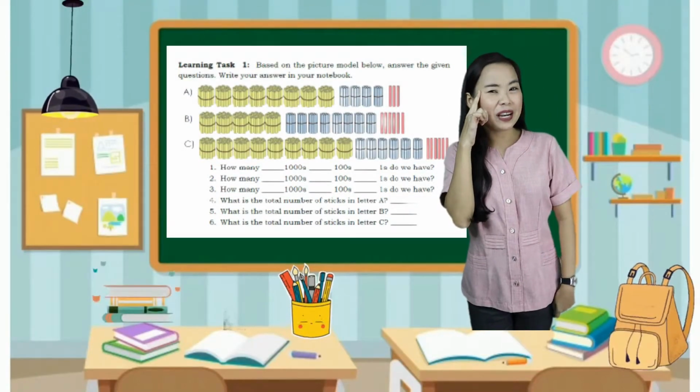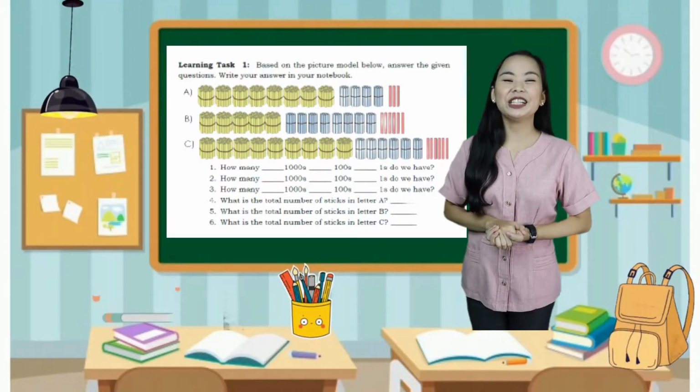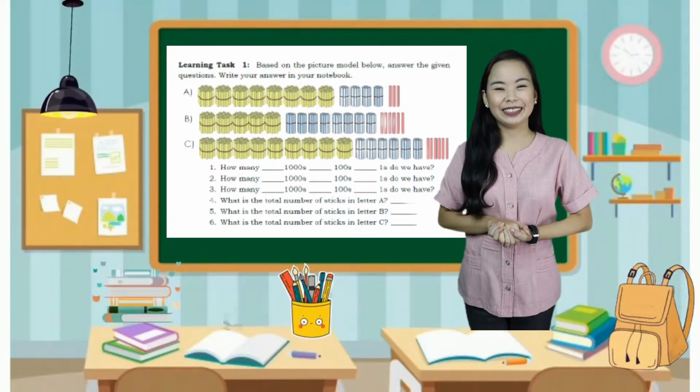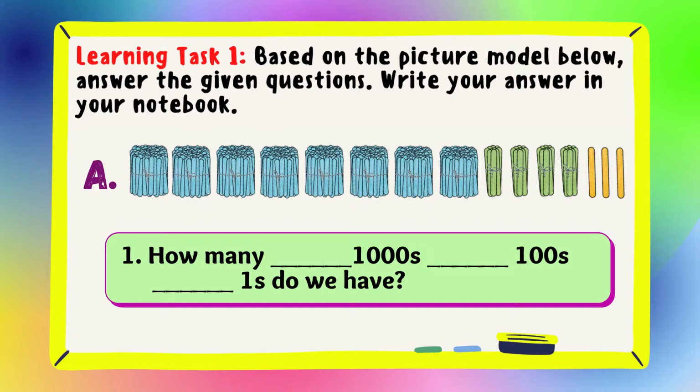But how do we visualize numbers? Let's answer first learning task 1. Based on the picture model below, answer the given questions. Write your answer in your notebook. Number 1. How many 1000s, 100s, and 1s do we have in set A? We have 8 1000s, 4 100s, and 3 1s.